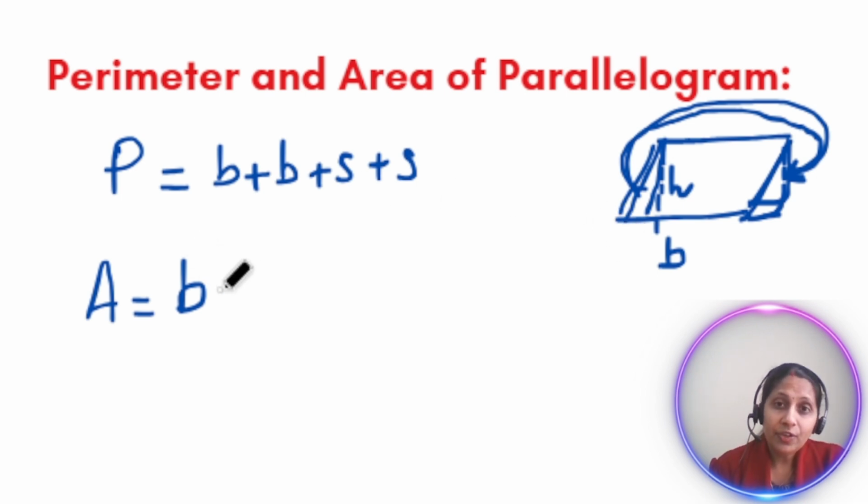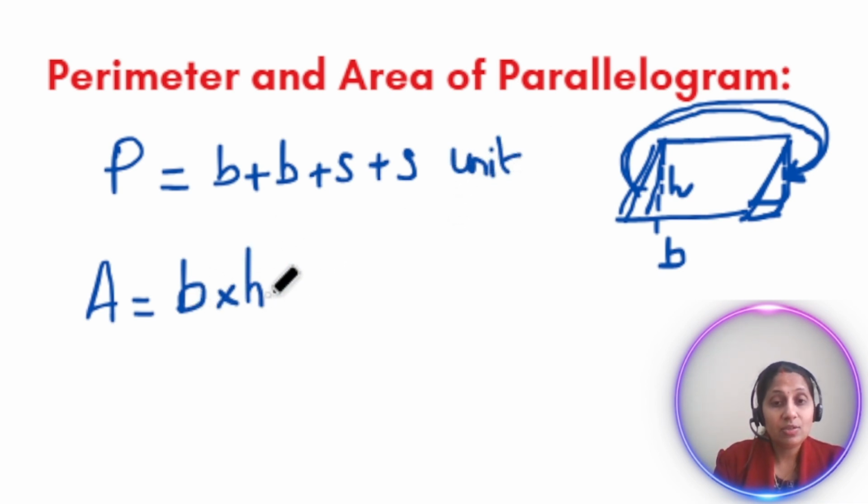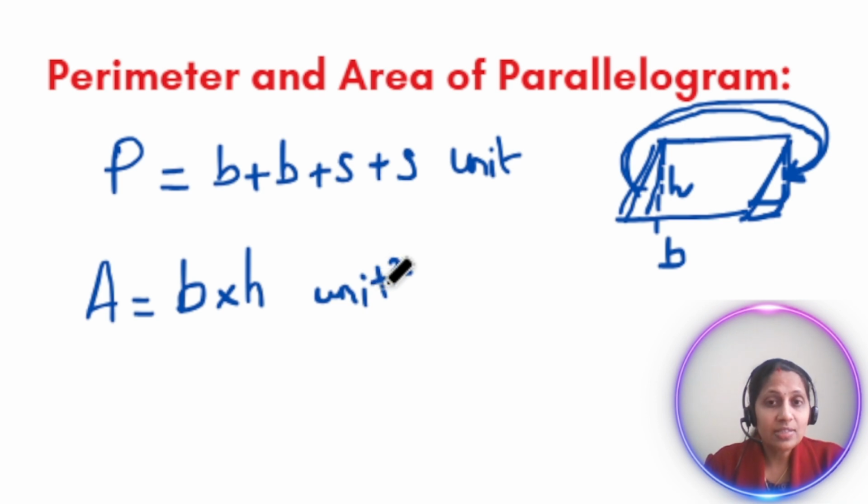Here, in order to differentiate between your rectangle and your parallelogram, we are using another 2 different variables, which are B and H. B means base. We no longer take it as length. We take it as base and height. So B into H. Again, this is centimeter into centimeter, or unit into unit, unit square. So unit of area is always unit square, centimeter square or meter square or kilometer square or whatever it is.